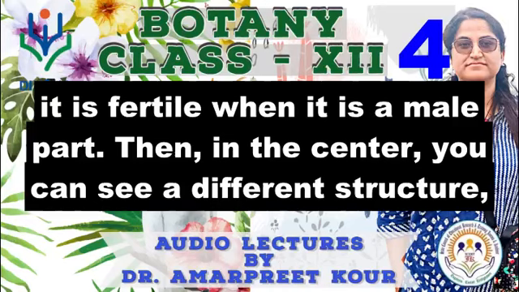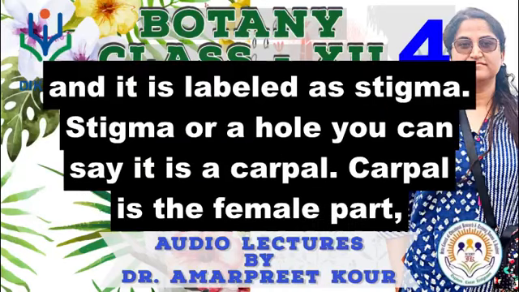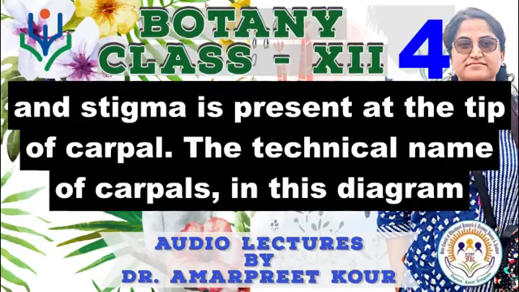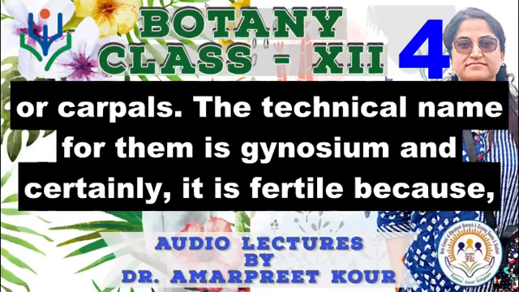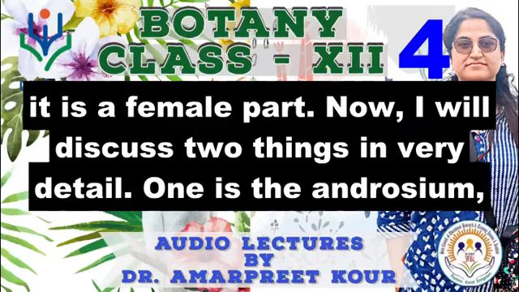Then in the center, you can see a different structure, and it is labeled as a stigma. Okay, stigma or a hole, you can say it is a carpel. Carpel is the female part, and stigma is present at the tip of carpel. In this diagram you have a single carpel, but in many flowers there are many carpels. So you can say a carpel or carpels. The technical name for them is gynoecium, and certainly it is fertile because it is a female part.